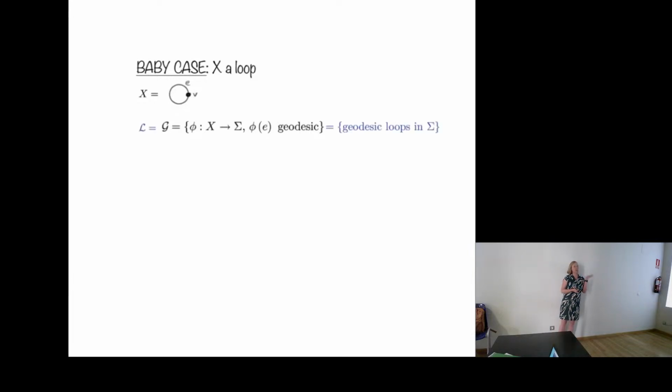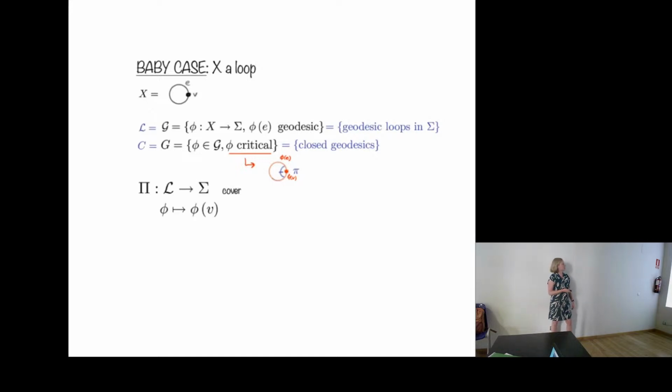So it's just geodesic loops. I'm going to call it L instead of G, just so you remember it's just loops, all loops. And for it to be critical, I want to pull tight, so it's when this meets at angle pi, so it's a closed geodesic. That's what I called C before. So in this case, what we want to count, the critical realizations, is just closed geodesics. It's Huber's theorem. What we've been doing is just Huber's theorem.